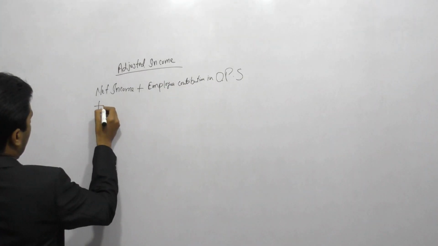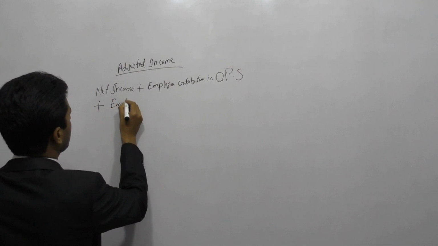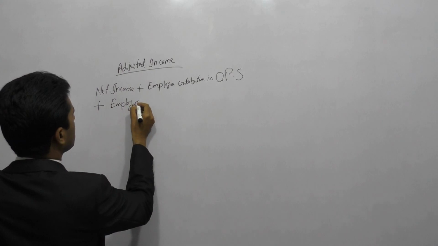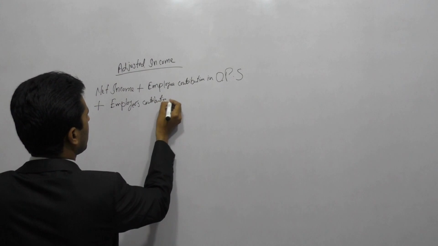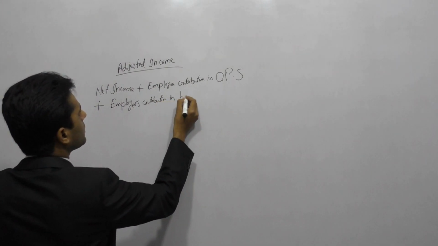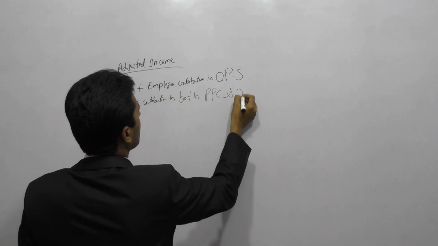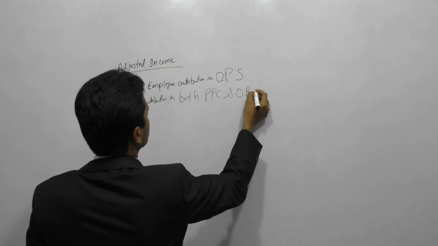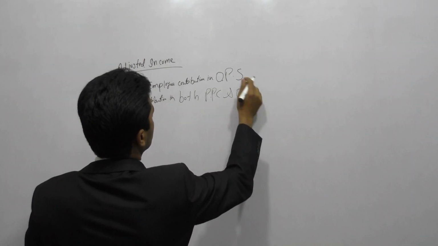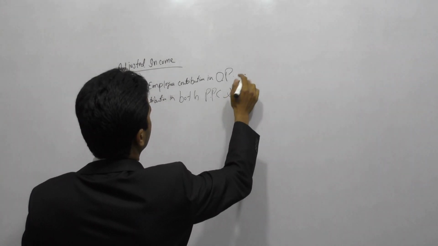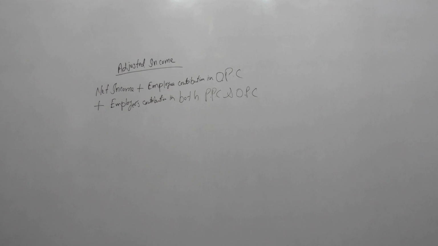What we also need to add is if the employer has paid employer's contribution in both personal pension contribution and occupational pension contribution. I will just write it down as occupational pension contribution instead of scheme. All right, so that is the way to calculate adjusted income.